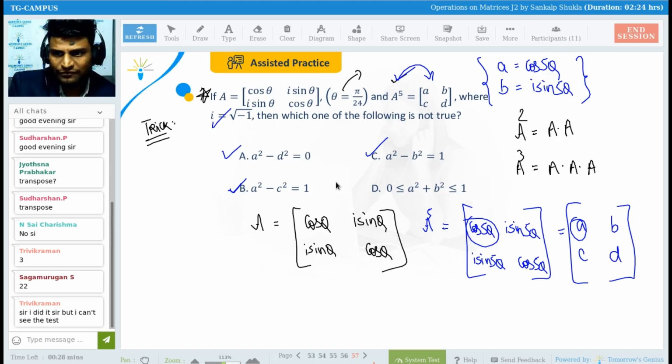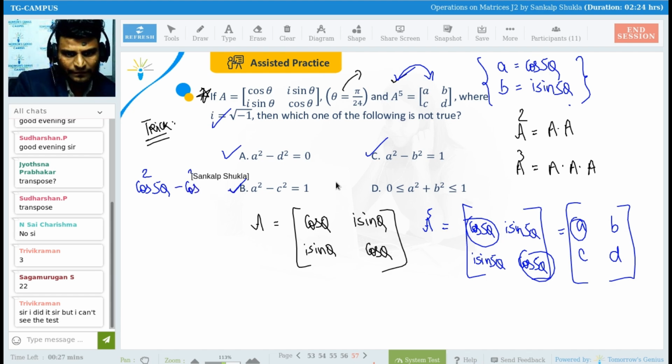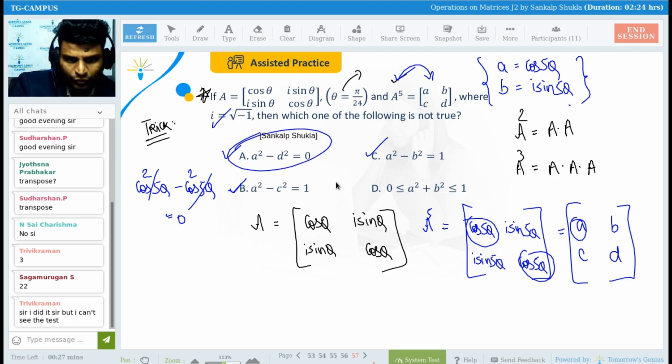So I know that A is cos 5 theta, and D is also my cos 5 theta, right? So A square minus D square is what? Yes, it will be 0. So that means this statement is true. But this is not going to be our answer because the question says which of the following is not true.